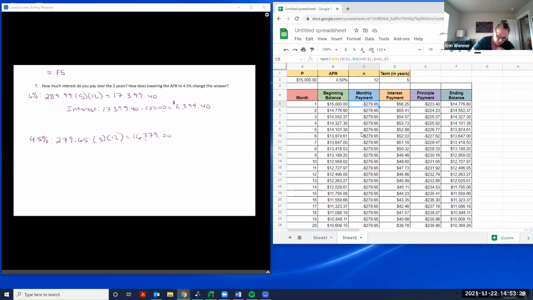So if we wanted to look at just the interest, we can see that it's $1,779 even. Therefore, the savings, and there's two ways we can calculate the savings. We can just subtract the amounts that we pay in interest, or we can subtract the total amounts. We're still going to get the same answer. We get a $620.40 savings.